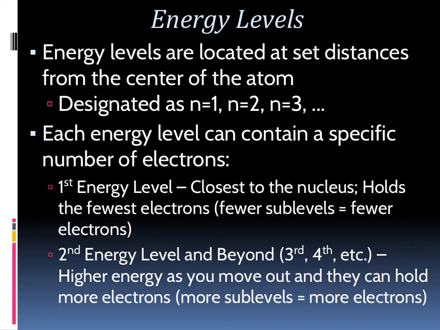But really, we just need to know that energy levels have set distances from the center of the atom, and we've shown energy levels 1, 2, 3, 4, all the way up to 7. You saw that on your quantum mechanical model sheet when we did our atomic models. Each energy level can contain a specific number of electrons. You don't need to memorize that number. We're going to do stuff with that later on, so I'm not even going to tell you how many electrons each energy level holds.